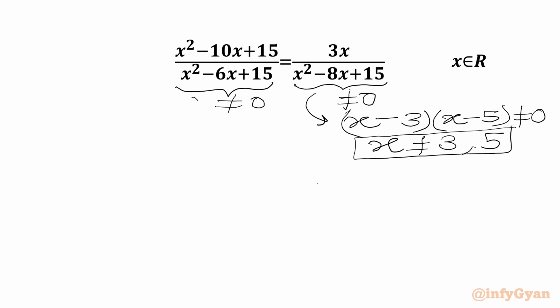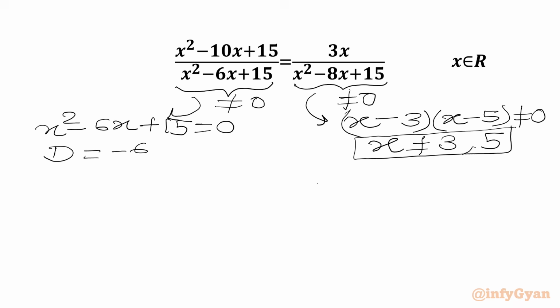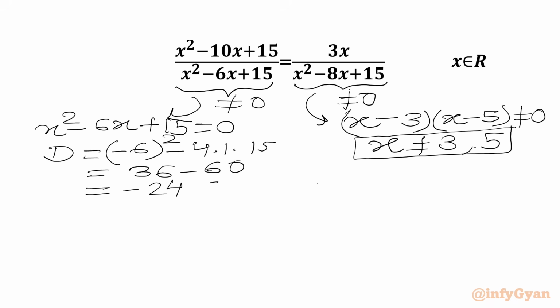Now we will check our LHS. It should not be equal to 0. We will find the discriminant D for this quadratic equation. So D will be equal to b square minus 4ac, which will be equal to 36 minus 60. We are going to get a negative discriminant. Once the discriminant is negative, we are going to get complex solutions. So we have to exempt 3 and 5 only.